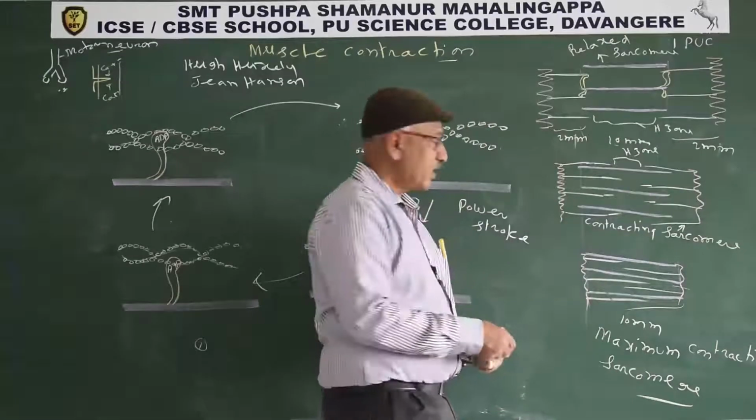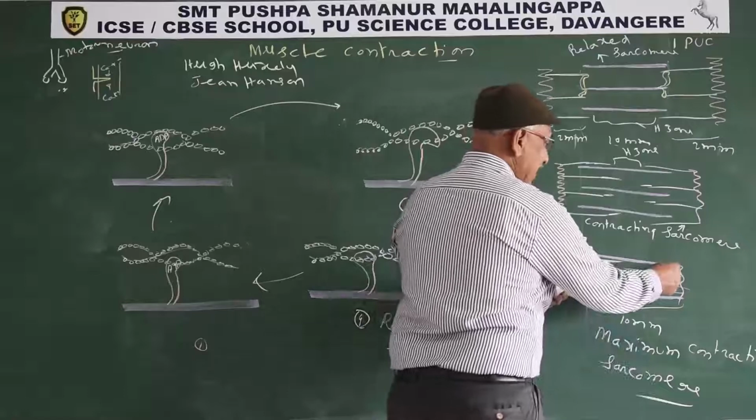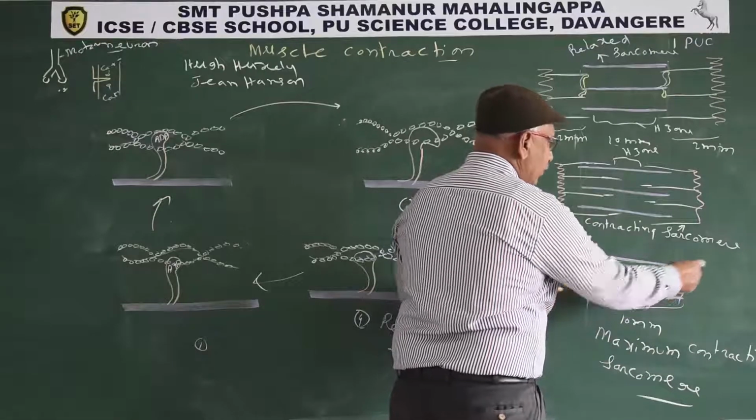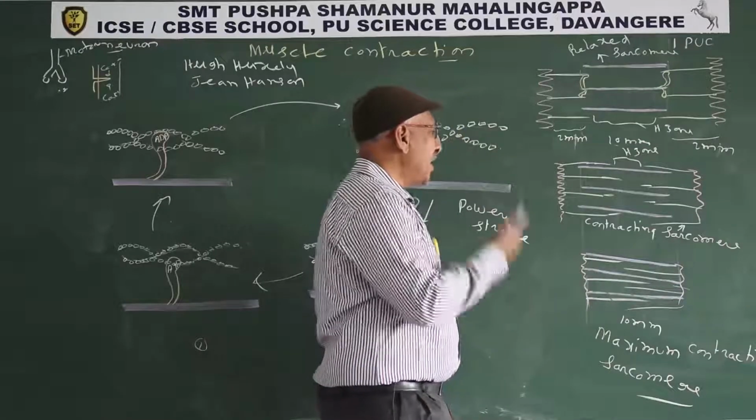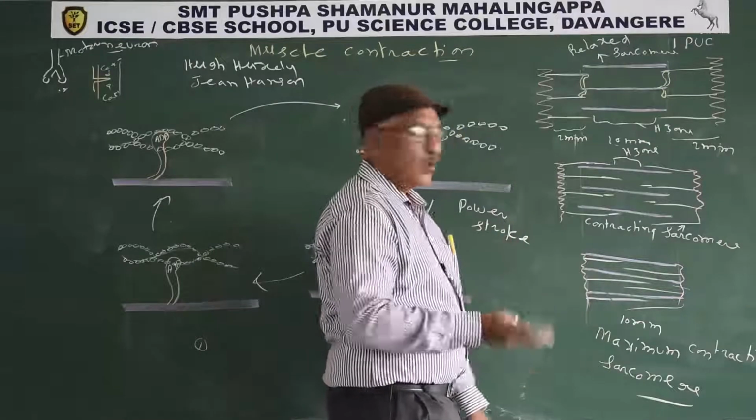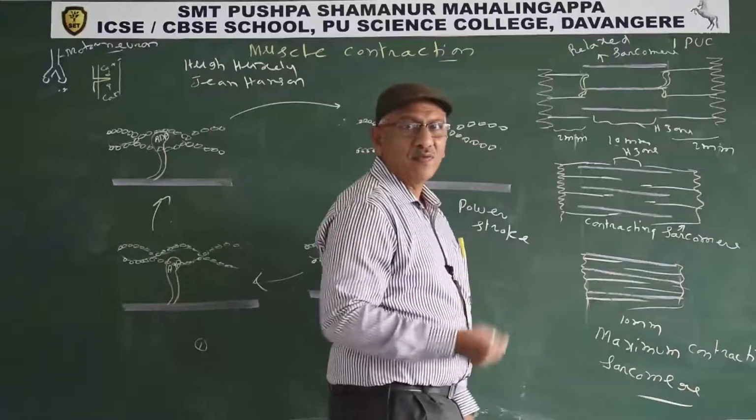During muscle contraction, there is no change in the length of the A band, change in the I band only. So during muscle contraction, the I band and H zone decrease, but no change occurs in the length of the A band.